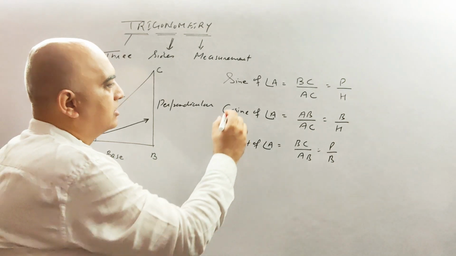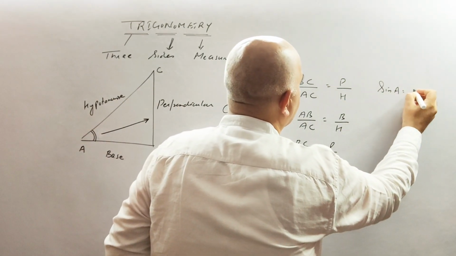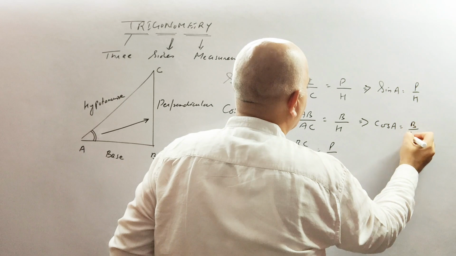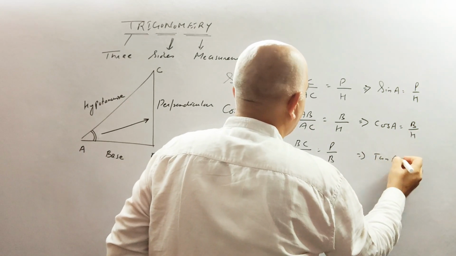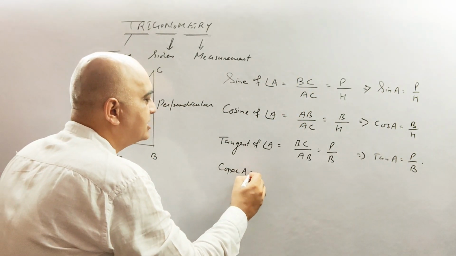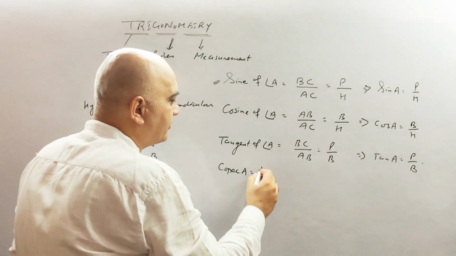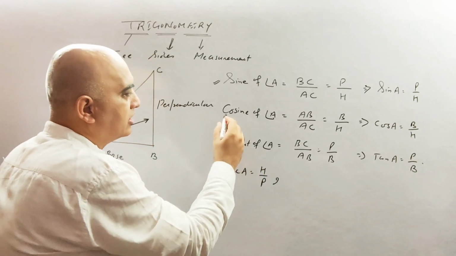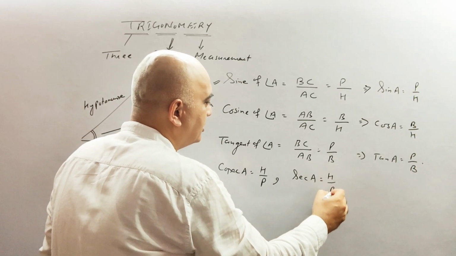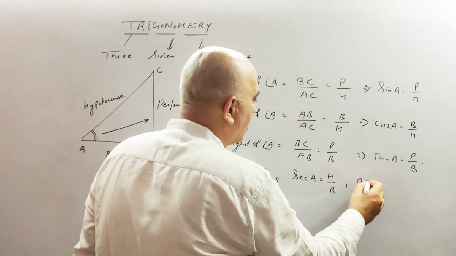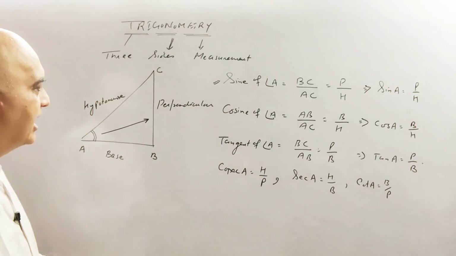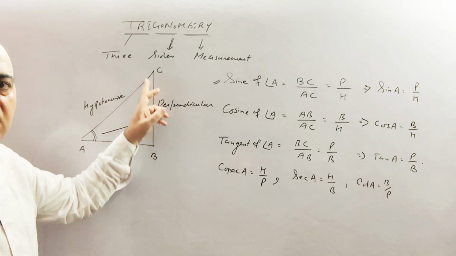Sine of A is P upon H, cos of A is B upon H, and tangent of A is P upon B. And cosec of A is the reciprocal of sine of A, so cosec of A is H upon P. Similarly, the reciprocal of cosine, secant of A, is H upon B. And the third one is cotangent: cot of A is equal to B upon P. So these are the formulas associated with the ratios of the sides of this right angle triangle.